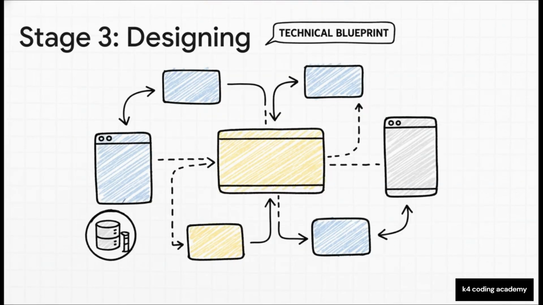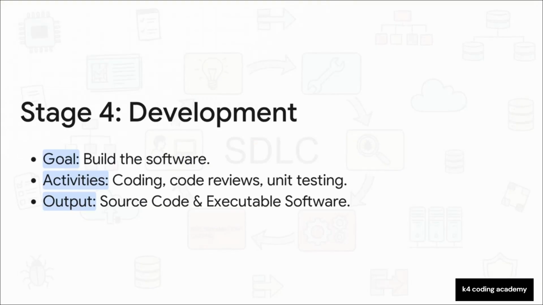So with the what all decided, Stage 3 focuses on the how. This is where the system architects and senior developers step in. They translate that SRS document into a technical blueprint. They map out the software's architecture, they design the database, and they plan exactly how all the different pieces are going to talk to each other. And now we get to stage 4, development.